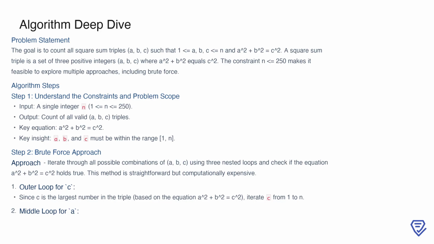In this problem, we aim to count all squaresome triples, which are sets of three positive integers a, b, c, such that a squared plus b squared equals c squared, and each of these integers lies between 1 and n inclusive. For example, a triple like 3, 4, 5 is valid because 3 squared plus 4 squared equals 5 squared. The constraint n less than or equal to 250 allows us to explore different approaches, including a brute force solution.